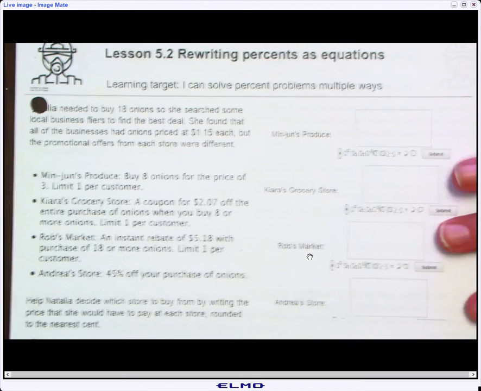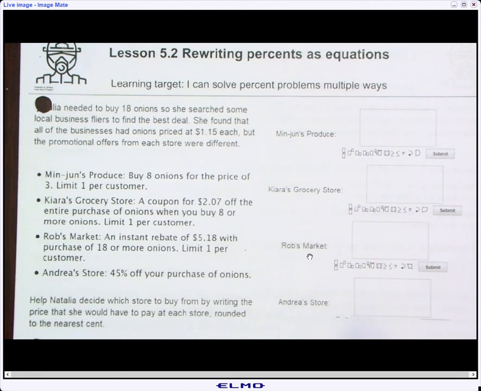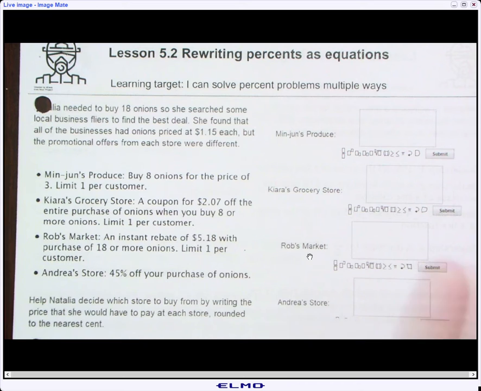All right, so this is lesson 5-2, rewriting percents as equations. This problem is not difficult because the math is difficult, but it's a little bit challenging because it's taking 4 math problems and rolling it into one problem. So the word right here that's hole punched on my paper is Natalia. You should have it on yours.